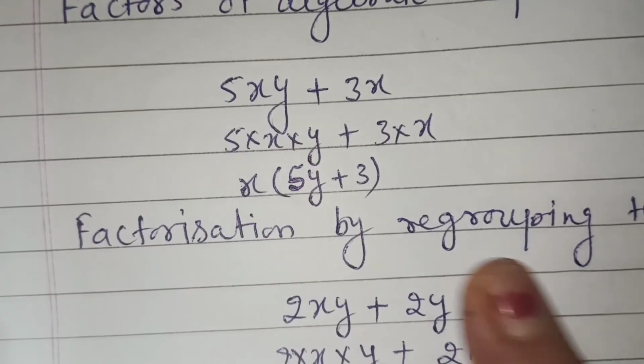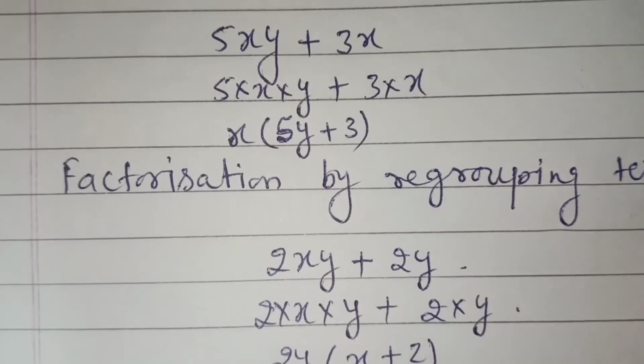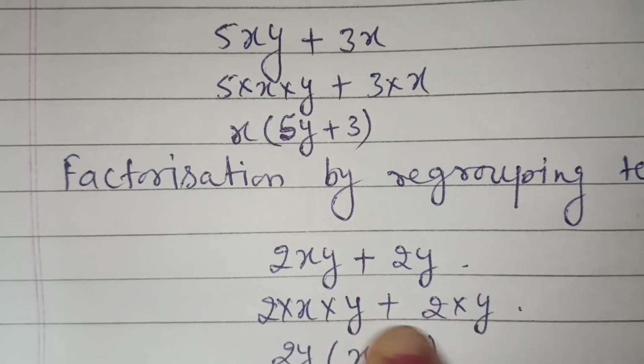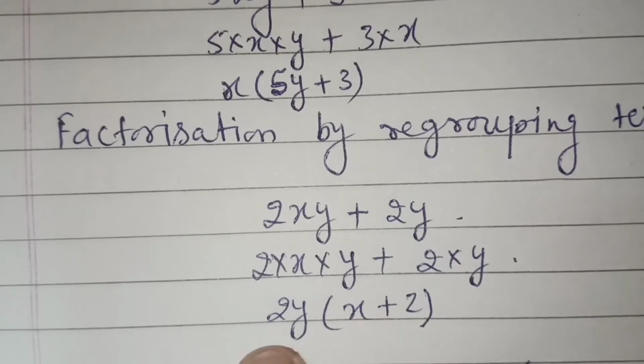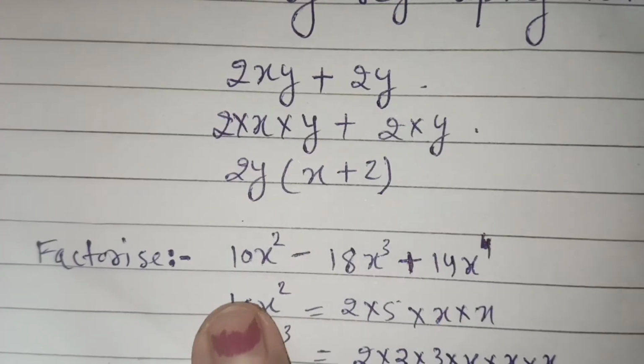Now factorization by regrouping terms. We will regroup the terms. See, 2xy plus 2y. Here the factors are this, and this is called 2y times x plus 2. This is the factorization. Now take one more example.